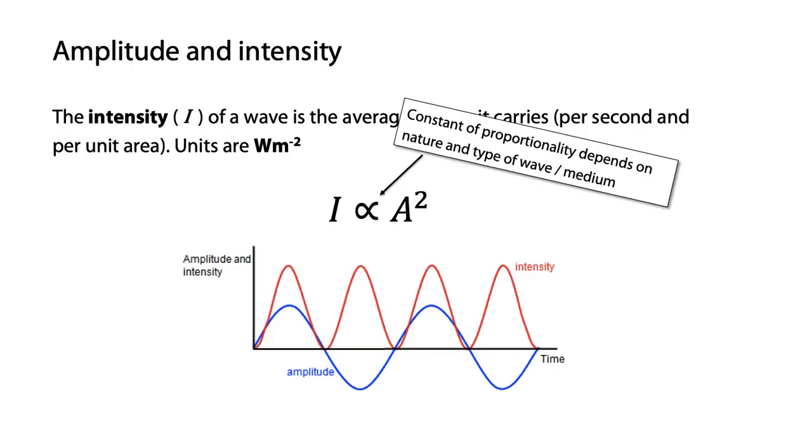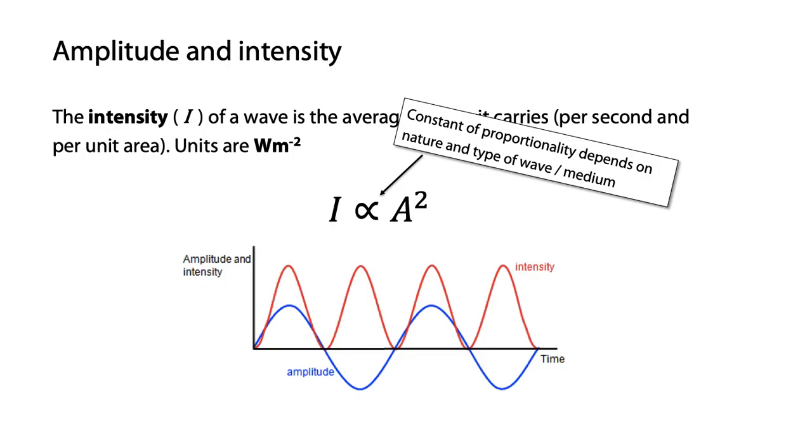The constant of proportionality depends very much on what it is you're talking about. So for a mechanical wave in a fluid, it will depend on the density of the fluid. It will depend on the velocity of the wave. So there are a variety of other things to consider if you actually want to calculate the intensity from the amplitude. But at IBDP level, you really won't be asked to do that.